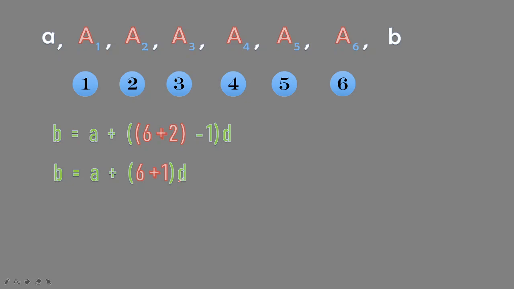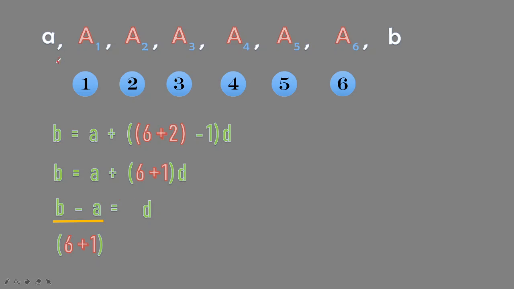So after that I am trying to find the formula for d. I'll try to put d on one side and everything else on the other side. Doing that, b minus a is equal to (6 plus 1)d, then d is equal to (b minus a) whole divided by (6 plus 1). Now I got the d. So with this d, what all can I do? If I know the value of d, I can find each and every term.